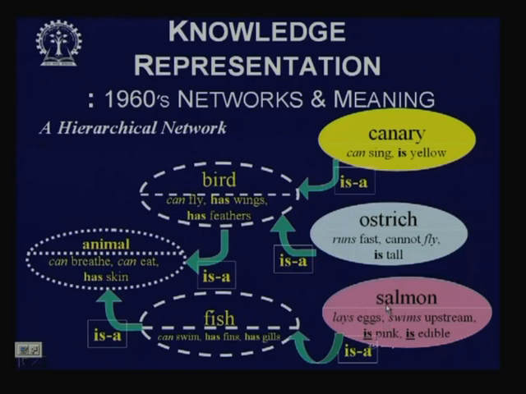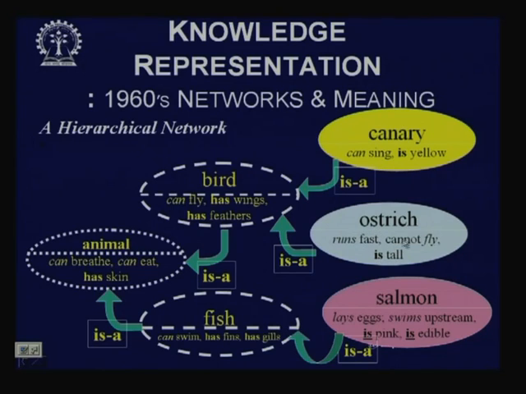If I ask, can salmon breathe? Well, the answer is not here. I go up this link, the answer is not here as well, but the answer is here. You can see that since fish is an animal, it can breathe. But now let's look at ostrich. Here I have written ostrich has the attributes runs fast, cannot fly and is tall. Suppose this attribute cannot fly is not written over here. In that case, if I ask, can ostrich fly? I will first look at the answer here.